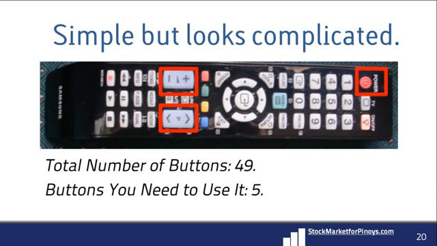The total number of buttons in this remote control is 49. But you only need 5 buttons to use it. Channel up, channel down, volume up, volume down, and the power button. That's it. The rest of the buttons, they are rarely used. Now, I honestly haven't pressed some of the buttons since we got the TV. Anyway, that's how the stock market is also. There will be a lot of options, and there will be a lot of buttons that you can press. But you only need to learn a few of them, and that's what we'll talk about in this video.